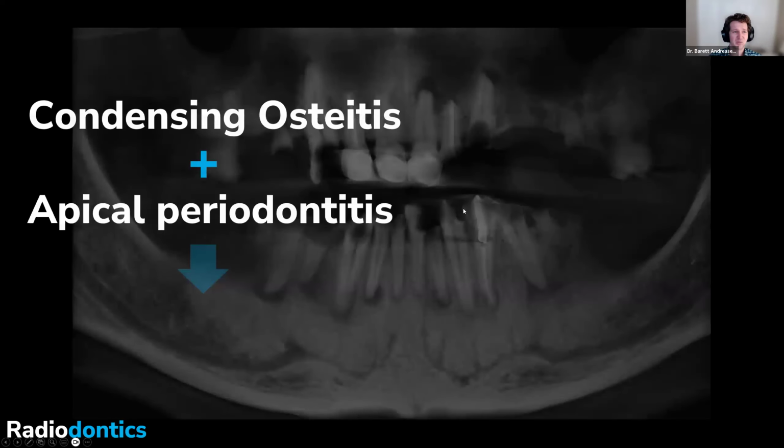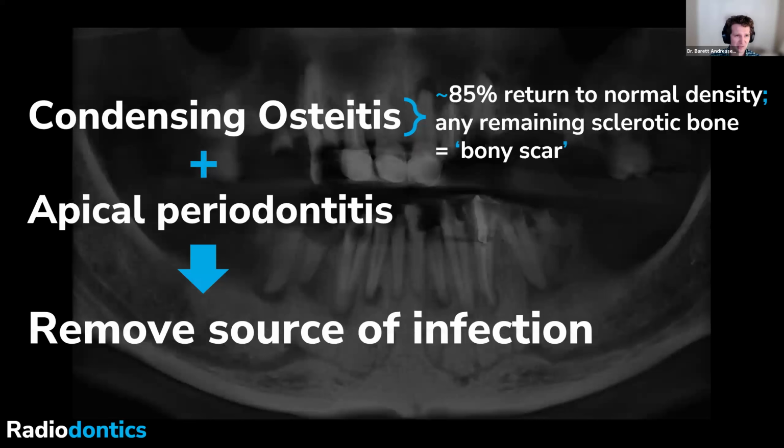Now the question is, what do you do with it, right? You have all this sclerotic bone. It appears very unusual to what we're used to. So does it need a biopsy? Does it need to be treated? And generally the answer is no.